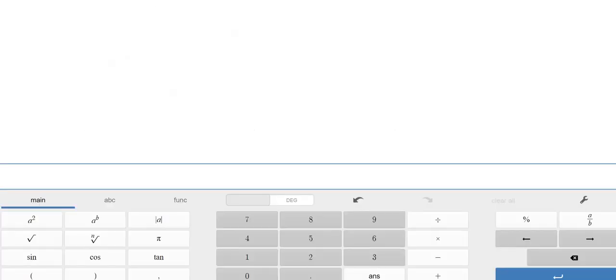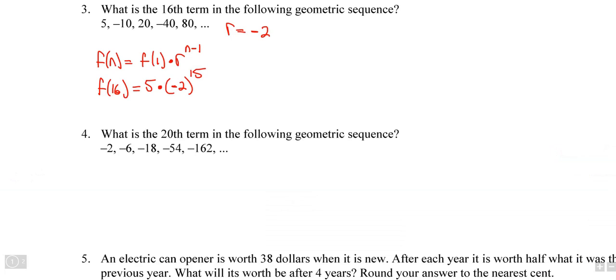Now we can go ahead and punch this into our scientific calculator. This here is the decimal scientific calculator. So our function is 5 times -2, and I want to put the -2 in parentheses, to the, so I'm going to hit my exponent button, and I'm going to put the 15th power. And so if we look on the right end, we see here that the answer is -163,840. And that is the 16th term in this sequence. So the 16th term, f of 16, equals -163,840.